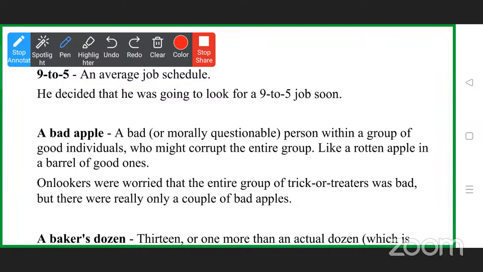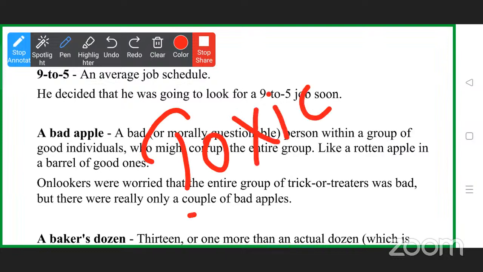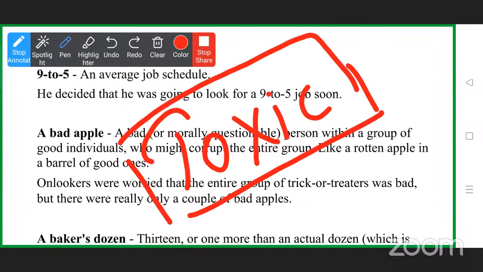Where can we use bad apple? The person who among the good ones is a bad one, like who tries to spoil the environment, or who makes the work place toxic. If the environment is toxic, then obviously you will not be able to work spontaneously and without any flaw. Okay, so there are lots of bad apples around us, so we have to ignore them in our life.